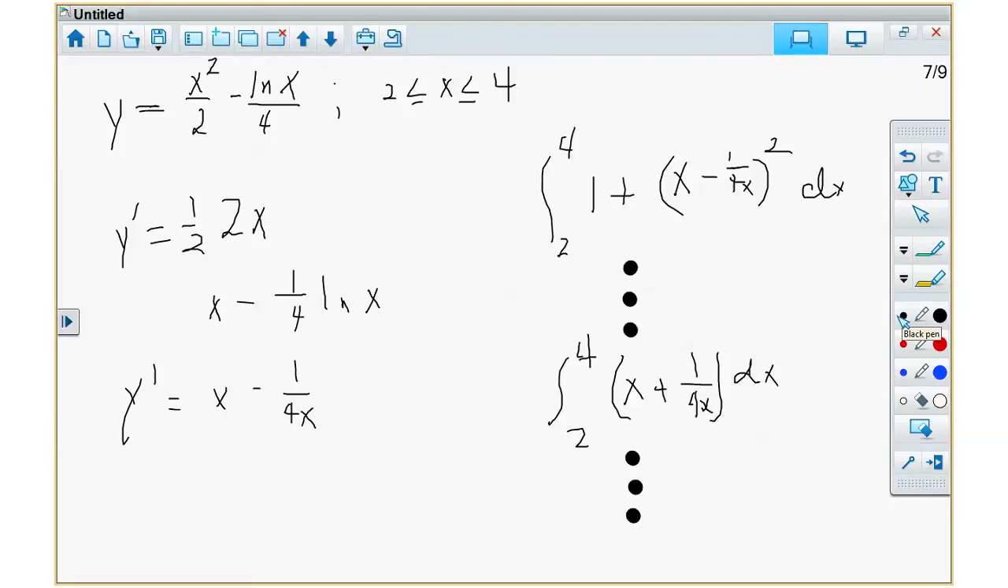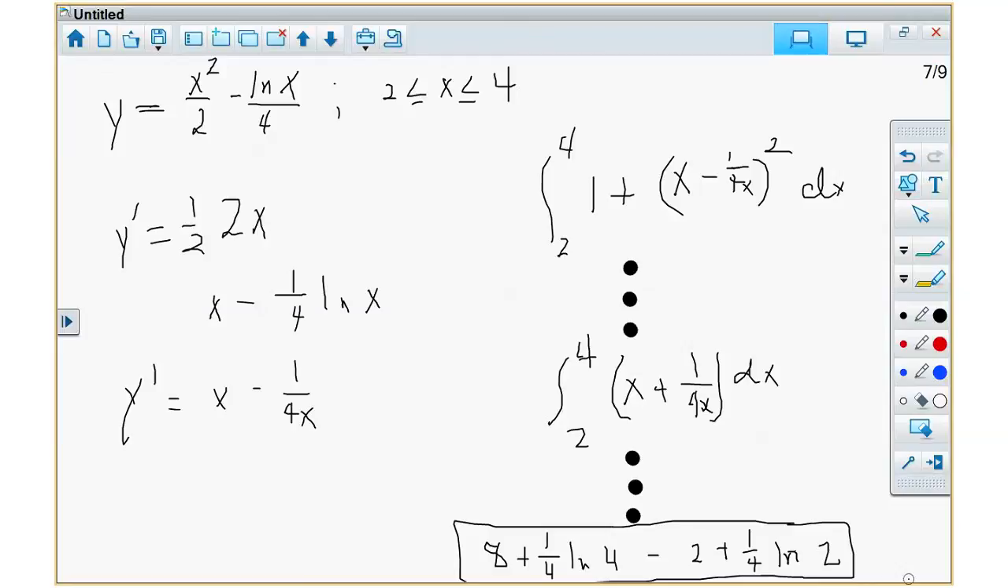I got, well, I didn't finish it because it's natural log. I got 8 plus 1/4 natural log of 4, minus 2 plus 1/4 natural log of 2. Whatever that calculates as. I'm going to give you one more to write down.